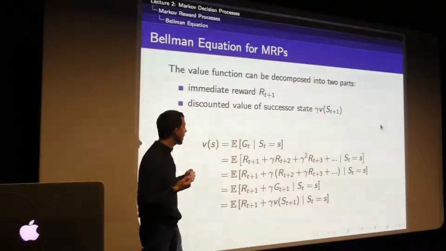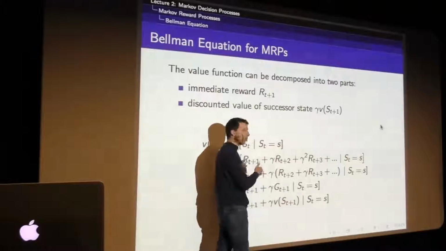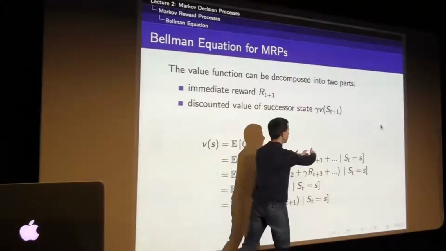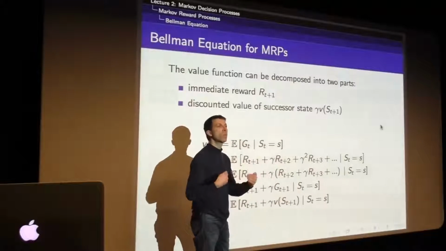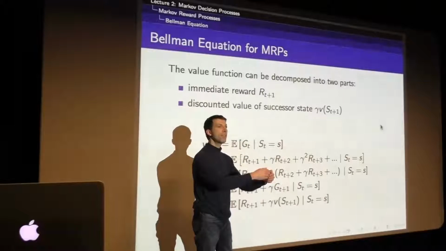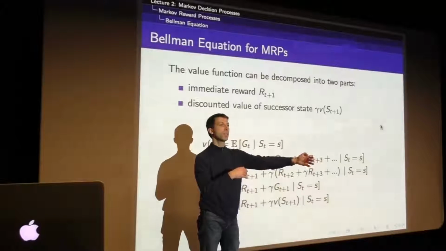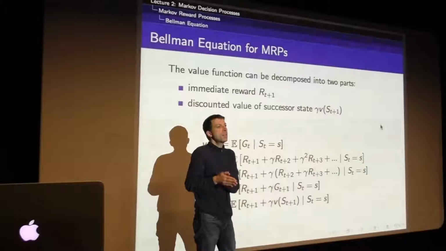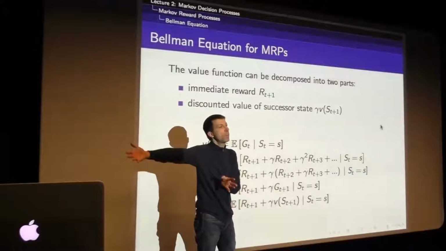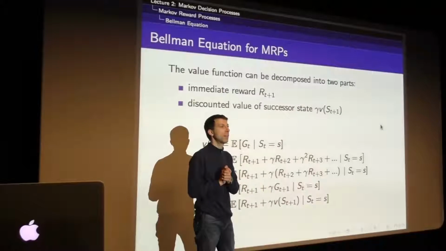It basically says that you can take your sequence of rewards from this time step all the way onwards, and you can break it up into two parts, which consist of the immediate reward that you're going to get, and then the value that you'll get from that time step onwards. So you break it up into immediate reward, and then from the successor state that you end up in, the value of where you end up. So immediate reward plus the value of where you end up.